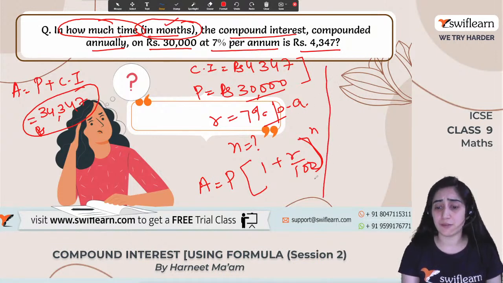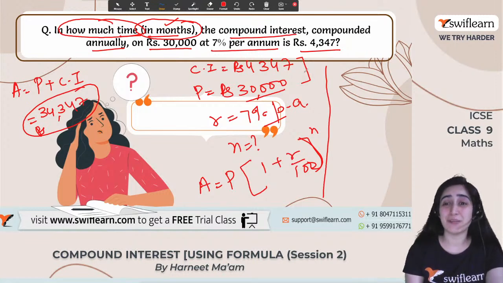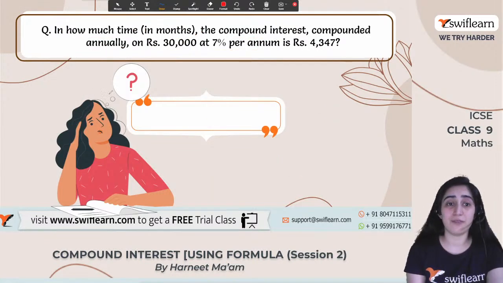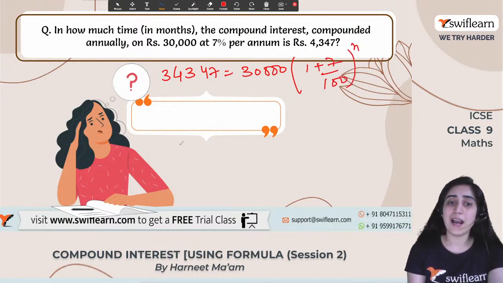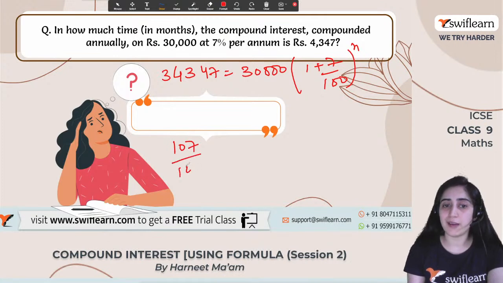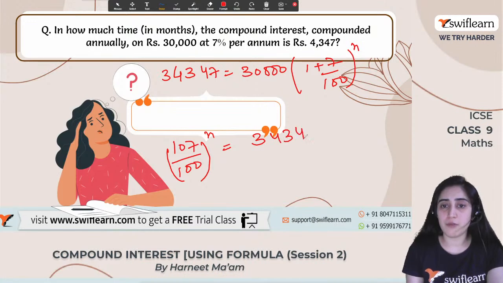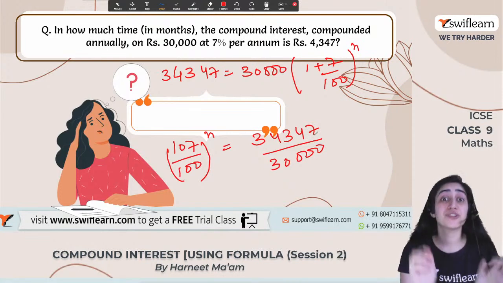Anyone who can give me the answer for this one, who is able to solve it quicker than me? Okay, let's see who is able to do it. So let me erase it so far and then we'll write it here. So it says 34,347 is equal to 30,000, this is what we calculated, into 1 plus 7 by 100 to the power of n. Now let it be 107 by 100 to the power n. This we all know. It is 34,347 upon 30,000.